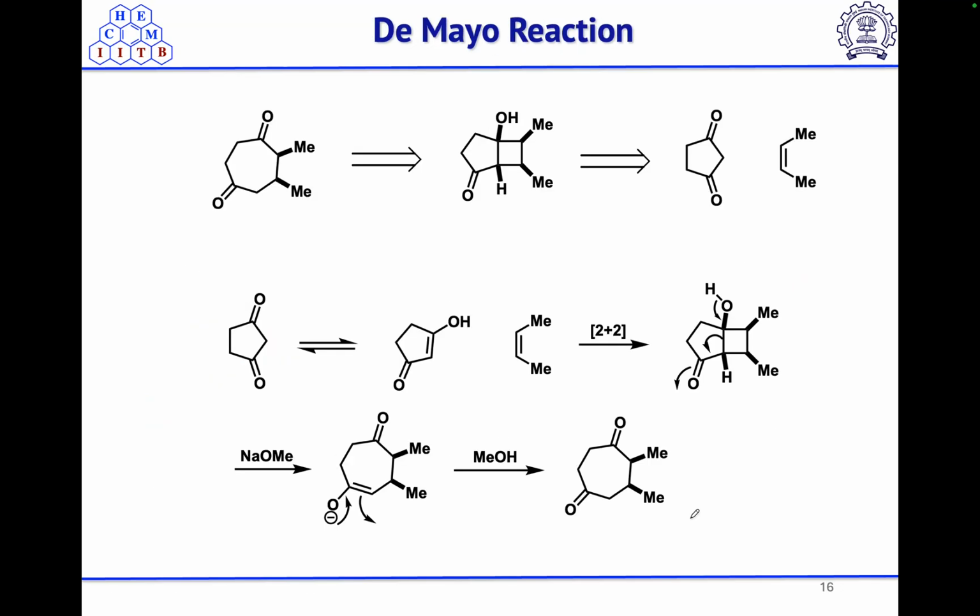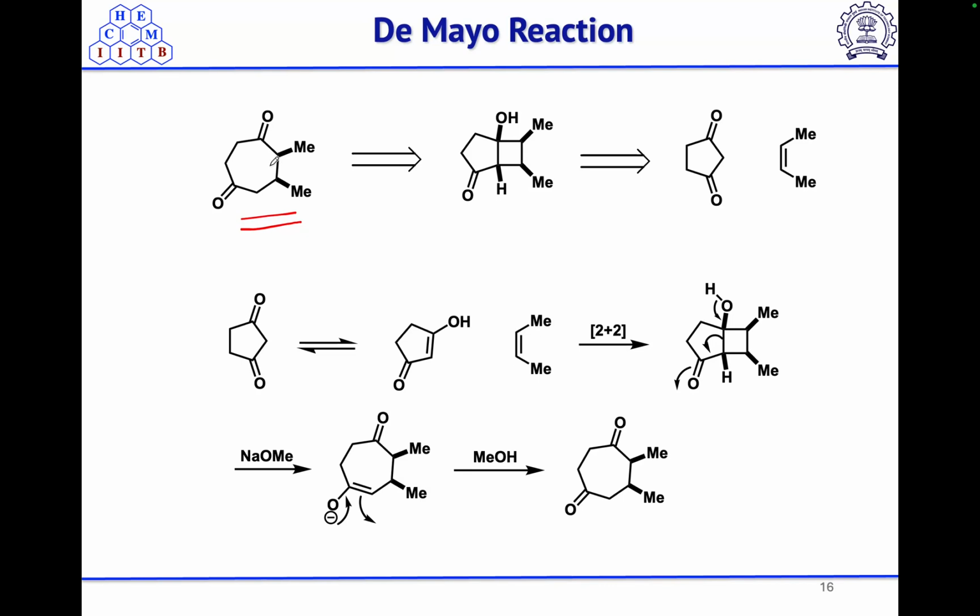Now we'll see the last example of today's discussion. If you see this molecule, this is a seven-membered ring. Whenever you are given any target molecule, you have to think about what type of functional groups it has, how many rings it has, how many stereocenters it has, and what the ring size of the targeted product is. You have to do that kind of visualization. This molecule has two methyls with cis stereochemistry, a 1,4-diketone, and a seven-membered ring.